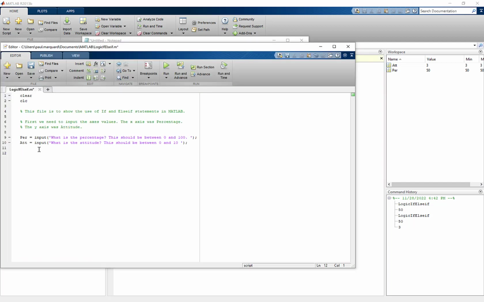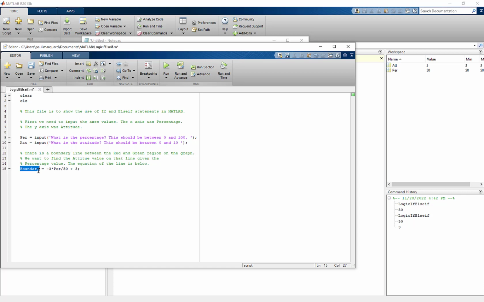Okay, now the next thing I want to do is find out what that boundary is, or the region between red and green. There was that line that we found the equation for. So I'm going to input that line, and again, I want to do so with a little comment. So you can see here some commentary. This is the boundary line between red and green. And we want to find out what the attitude is based on the percentage value I've been given.